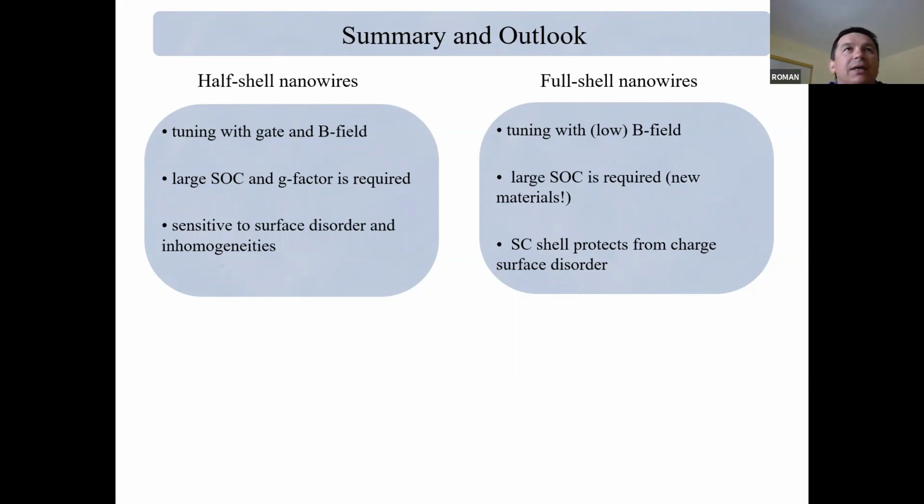And finally, another important consideration. We're dealing with class D superconductors, and in class D superconductors, surface disorder and inhomogeneity, especially coming from the electrostatic environment, are dangerous, and they tend to suppress the topological phase. In this case, the superconducting shell protects from this charge surface disorder and screens it. So there is an important advantage.